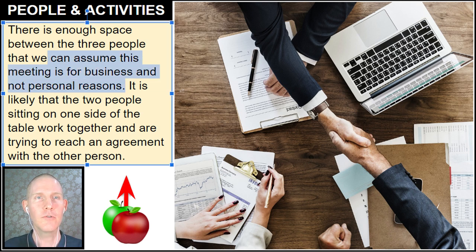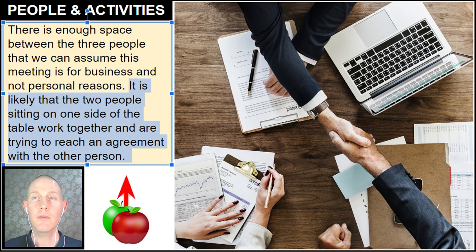Okay, so repeat after me. There is enough space between the 3 people that we can assume this meeting is for business and not personal reasons. It is likely that the 2 people sitting on one side of the table work together and are trying to reach an agreement with the other person.